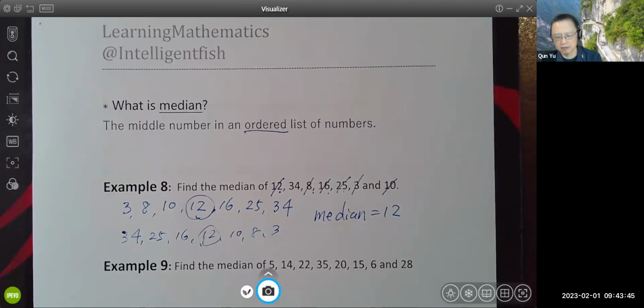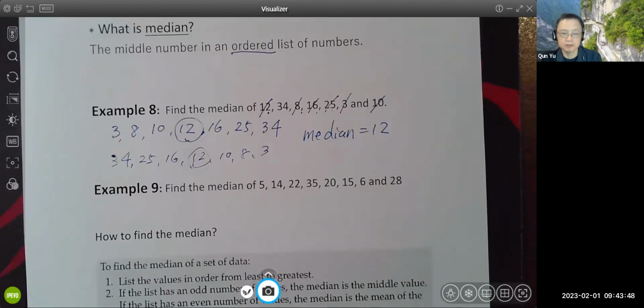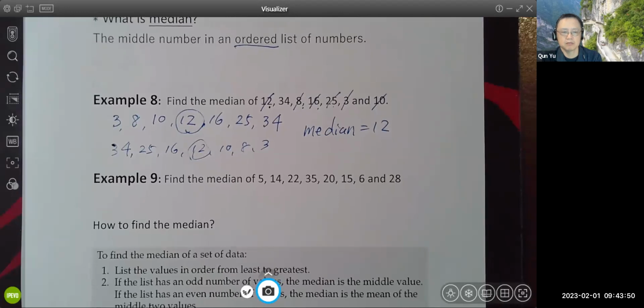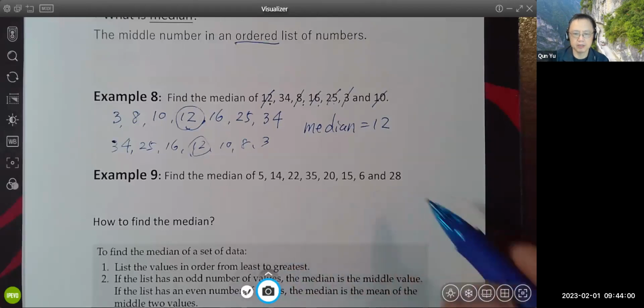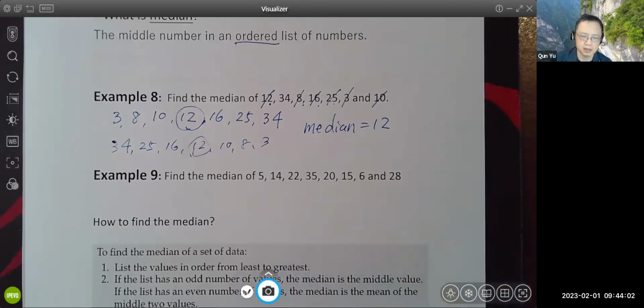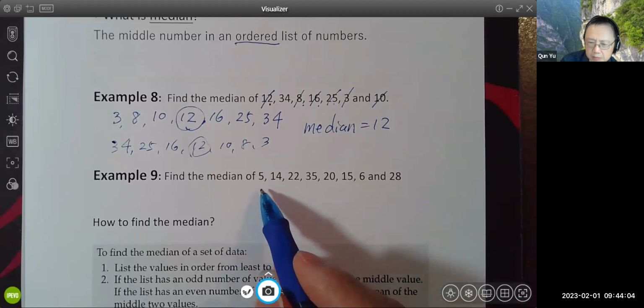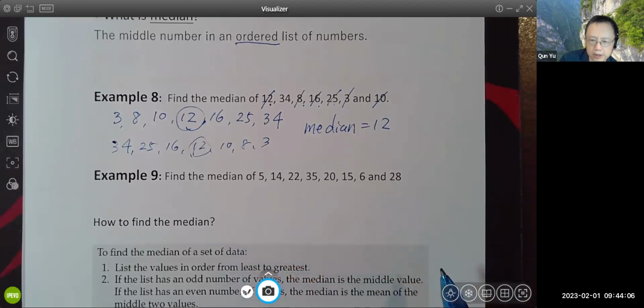Okay, one more example for the median, because we have 2 different scenarios. That's why we have 2 different examples for the median. Now, example number 9, find the median of this list of numbers. As in the last example, I'm going to put these numbers from the smallest to the greatest.